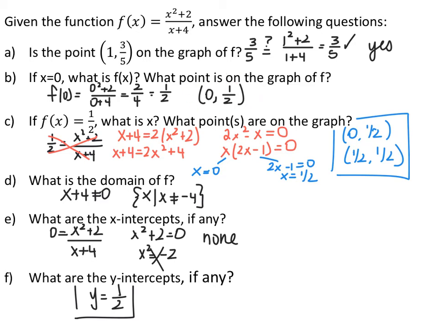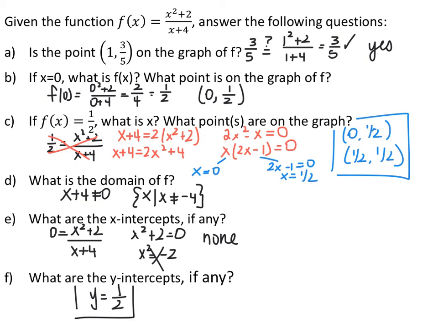If f of x equals 1/2, what is x? So you're going the opposite direction. So I replaced f of x with 1/2 and then cross multiplied. You end up, once you simplify, with 2x squared minus x equals 0. So if you factor out an x, you end up with x equals 0 or x equals 1/2. We'll review this when we get to quadratics a little bit more also. So you get (0, 1/2) and also (1/2, 1/2). And this is fine for a function. Two different x-coordinates can have the same y-coordinate, just not the other way around.